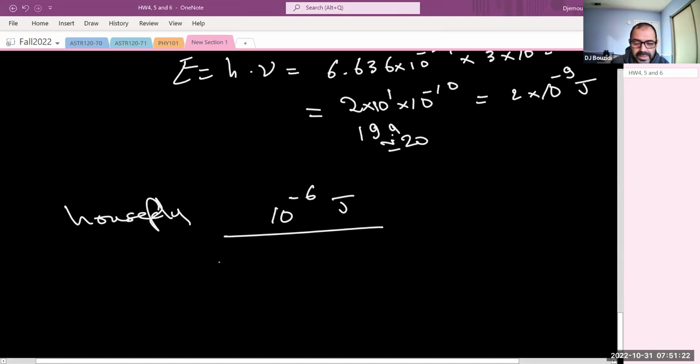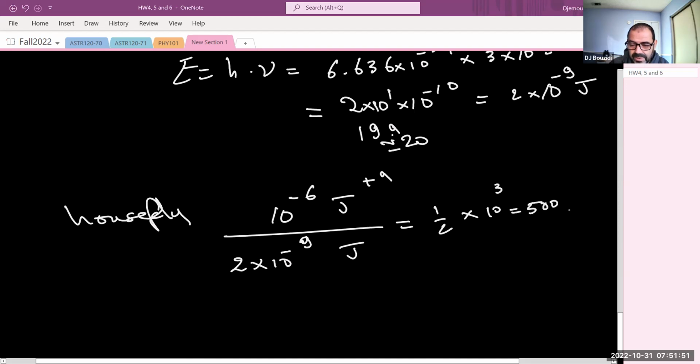Divide that by the energy that a single gamma ray photon has, in this case, in joules. So it's going to be 1/2 times 10 to the power. Again, when I move 10 to the power negative 9, it's going to be 10 to the power positive 9. Negative 6 plus 9, that's 10 to the power 3. Because negative 6 plus 9 is 3. So 1,000 divided by 2, that's 500 of this will add up to a housefly, basically 500 gamma rays.